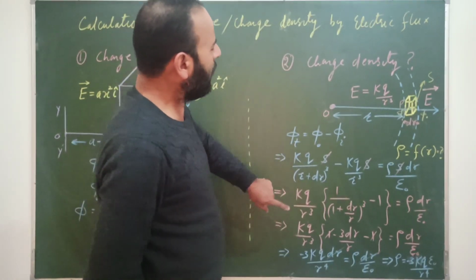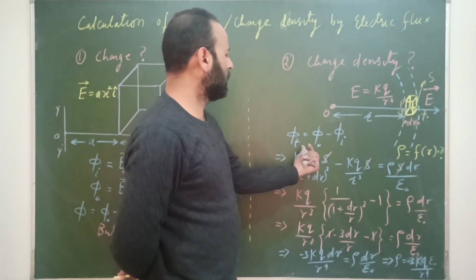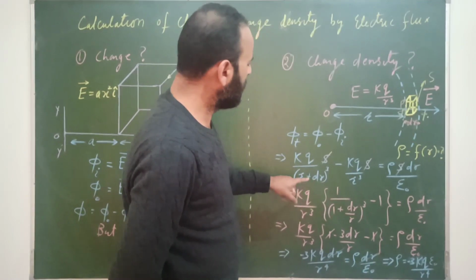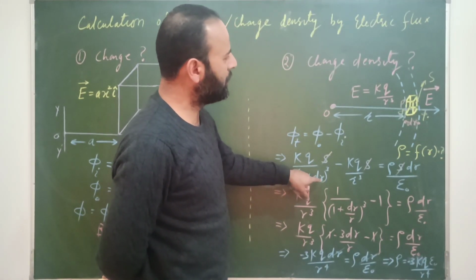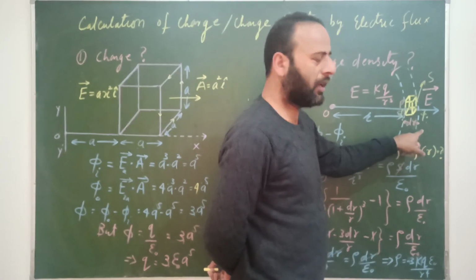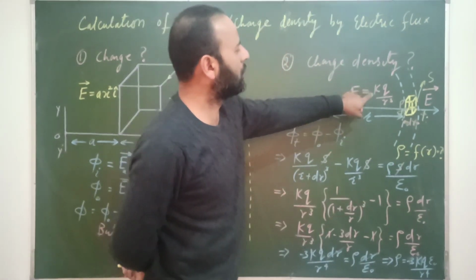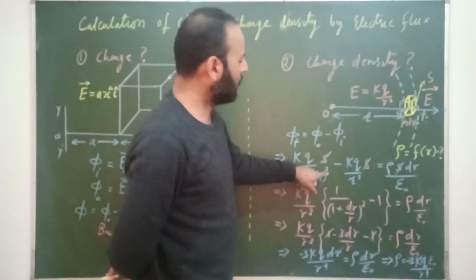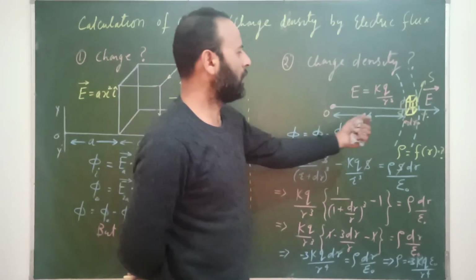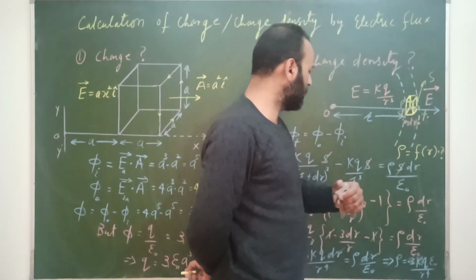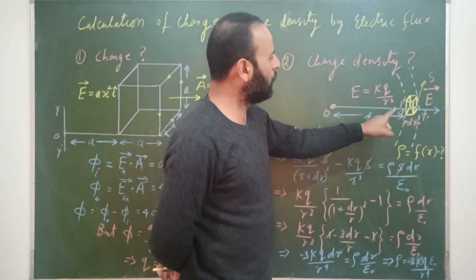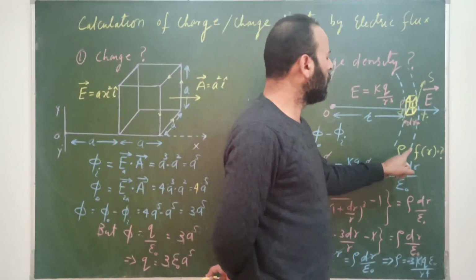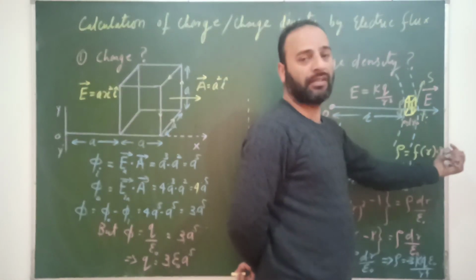Now phi out is given to be KQ times S divided by r plus dr, so this is R plus dr. The electric field at this point will be KQ divided by (r plus dr) raised to power 3, times S, where S is the surface area of this surface, minus KQ divided by R cubed, times S. Now we have to find the charge density as a function of R.